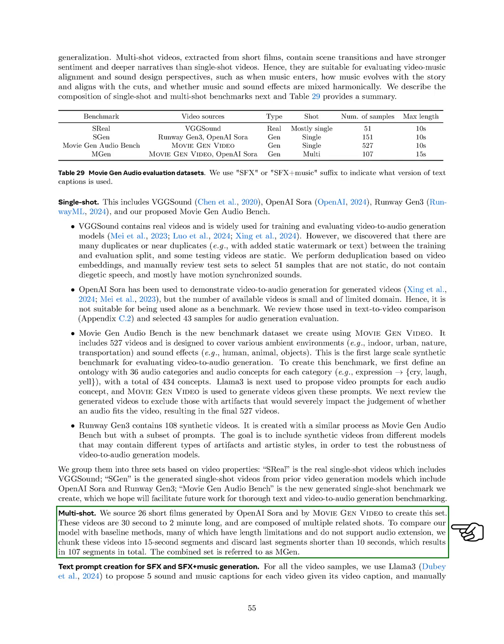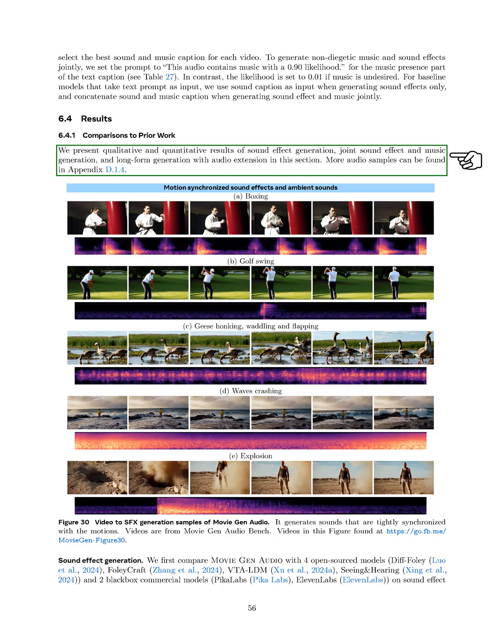Section: Comparisons to prior work. In this section, we present both qualitative and quantitative results for sound effect generation, joint sound effect and music generation, and long-form audio generation with extensions. We compare our model, Movie Gen Audio, with 4 open-source models and 2 commercial models for generating sound effects in single-shot videos. Among these, some models accept video and text input, while others only support video.